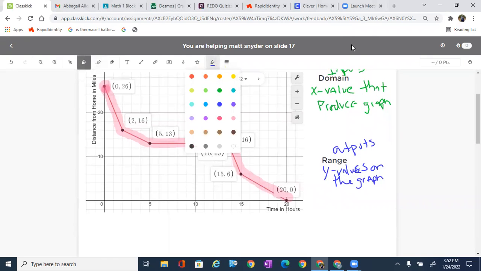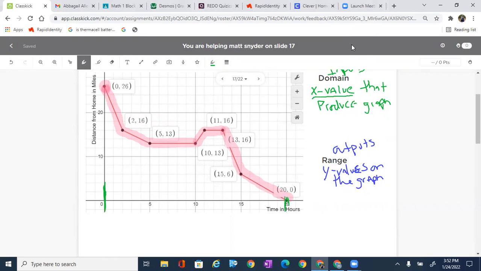So the domain has to deal with the X values, and the X values are down here. We can find those right here and here. And between the domain, we would say between 0 and 20 hours, they are traveling home. And we can see that it means hours down here. So between 0 and 20, you can see that they were traveling home the entire time.